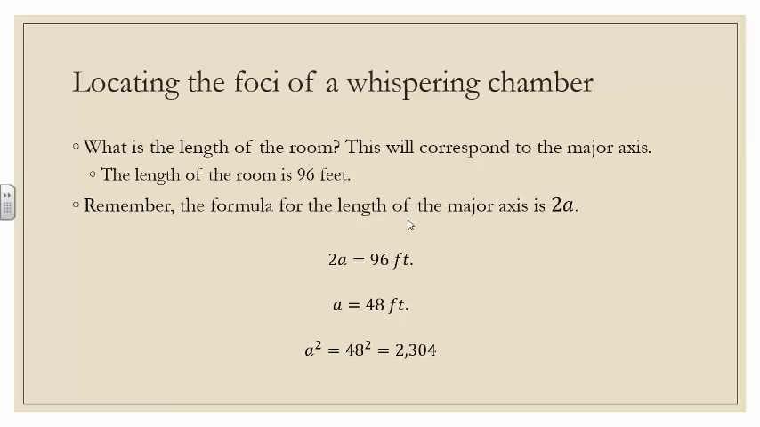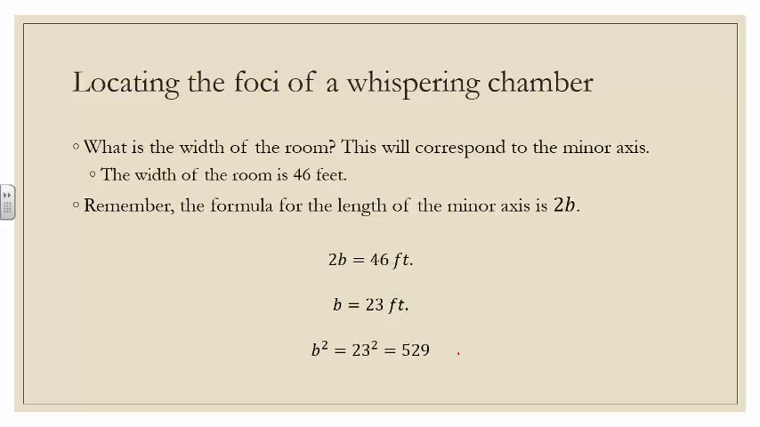First, let's determine the length of this room. We saw in previous slides that the length of the room was 96 feet. This is longer than the width and will correspond to our major axis. Remember, the formula for the length of the major axis is 2 times a. Therefore, 2a equals 96 feet. We divide both sides by 2, giving us a equals 48 feet. We can square 48 feet and we get 2,304 as the value for a squared.